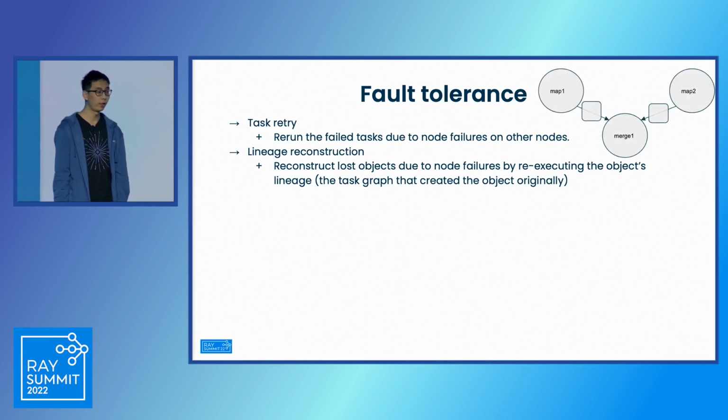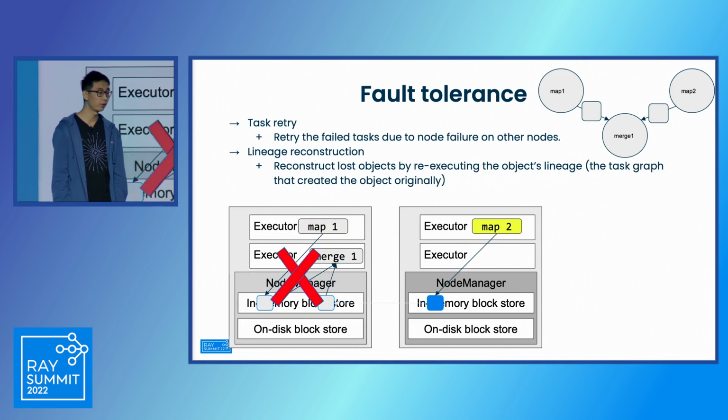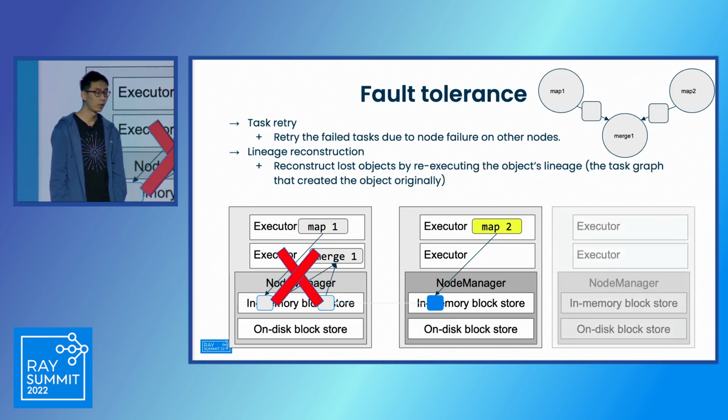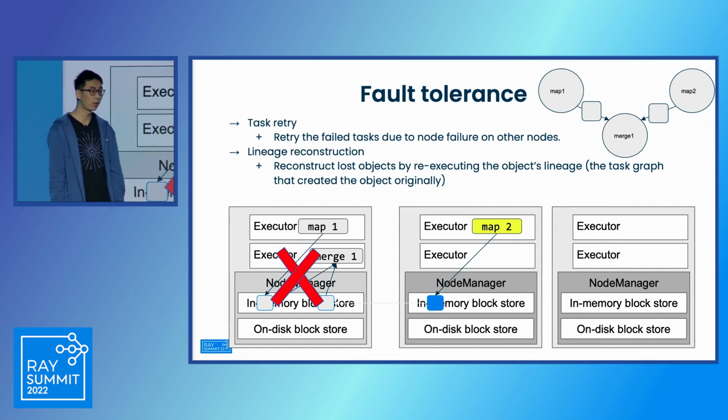Now let's see them in action. Here we have a DAG with 2 map tasks and 1 merge task. And now the merge task is running, and it merges the output of map task 1 and map task 2. Now let's say the first node fails. Due to task retry, Ray will try to rerun the merge task on a different node. Now let's say it's the third node.